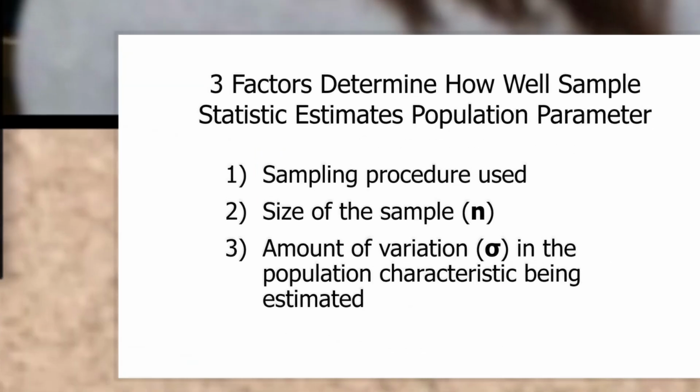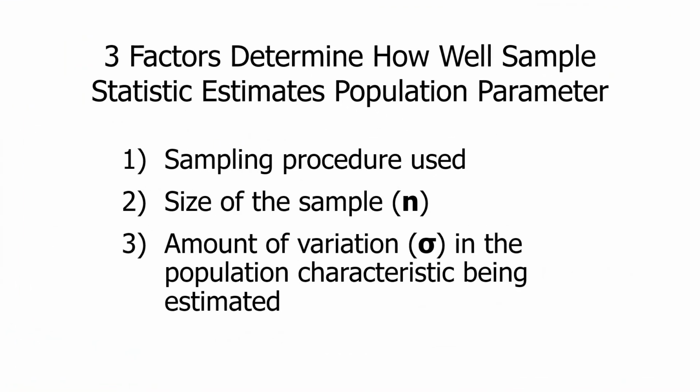There are three factors that determine how accurately X bar observed in a sample estimates mu, which exists in the unseen population. The first is the sampling procedure used. And as noted, the sampling procedure used must be a random sample or based on random principles. Intuitively, the size of the sample n will determine how accurately X bar is going to estimate mu. This is fairly straightforward, and it's true that the larger the sample you take, the more accurately your sample statistic will reflect the population parameter.